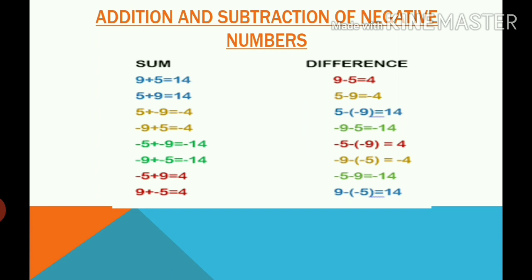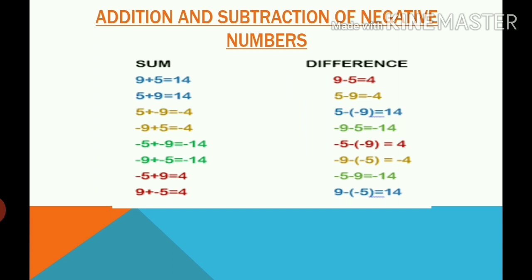Now come to green. Minus 5 plus minus 9 is equal to minus 14. Plus minus, two signs are coming together. When you multiply them, plus minus is minus. So it will become minus 5 minus 9. So minus 5 and minus 9 will be minus 14.